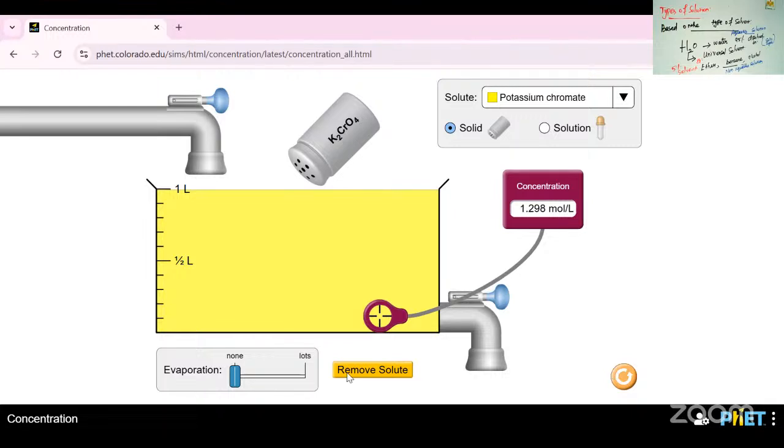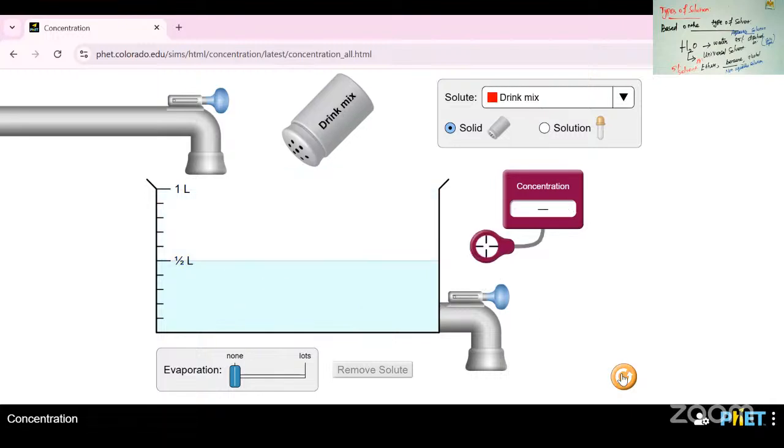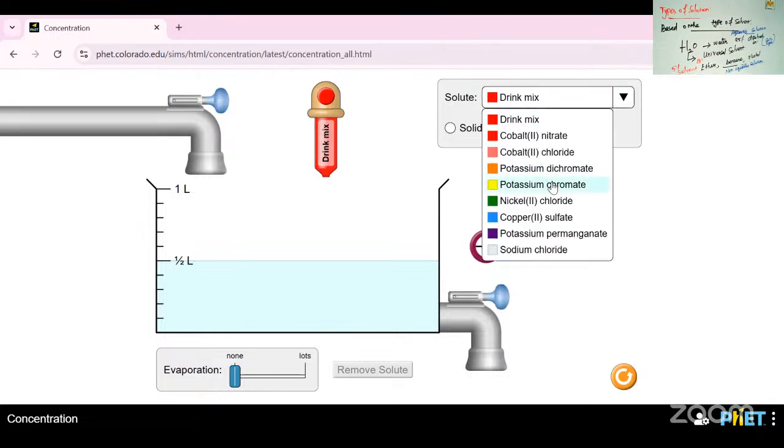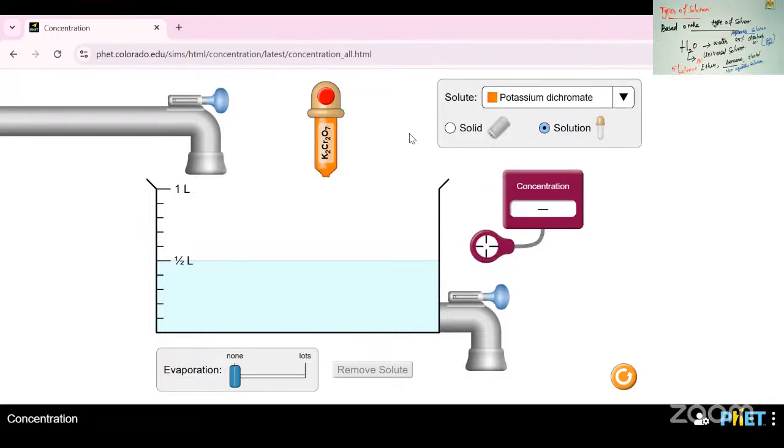So remove the solute only. So this beaker contains the solvent. I am choosing the solution part, that is the liquid part. So the solute is in liquid form. K2Cr2O7, that is the formula of potassium dichromate. I am adding some amount of liquid potassium dichromate. The light orange color occurs here.